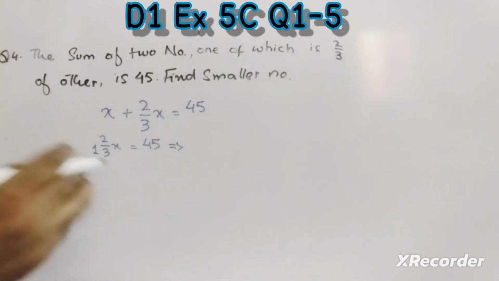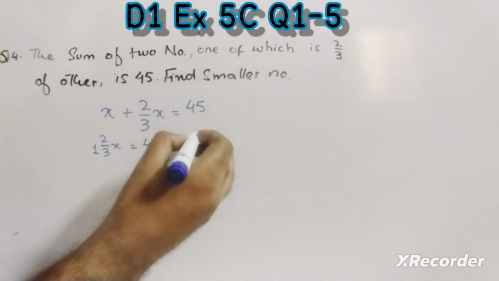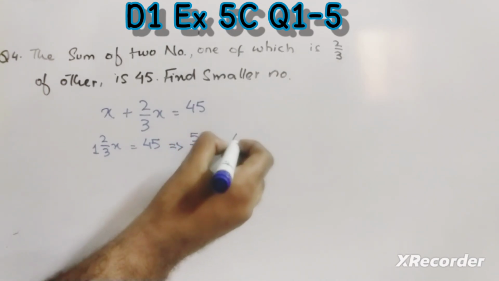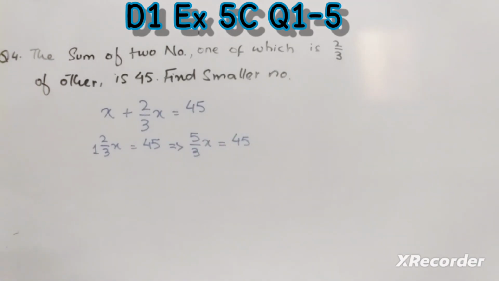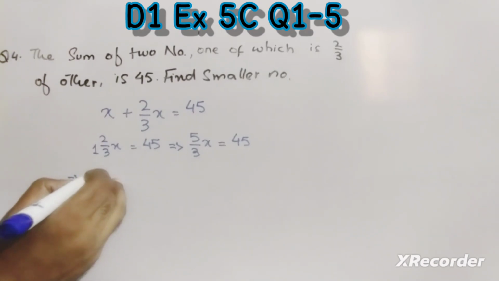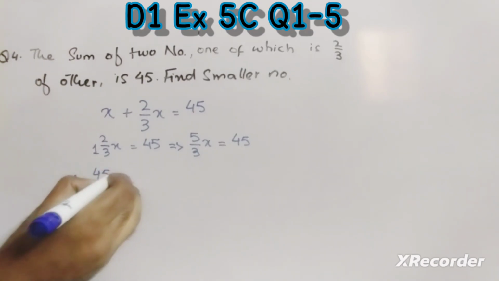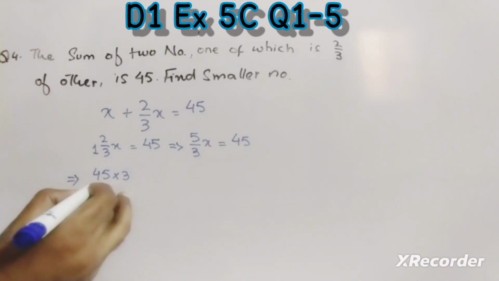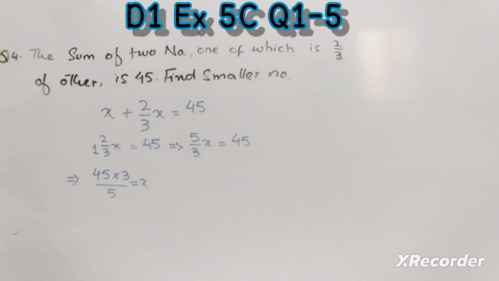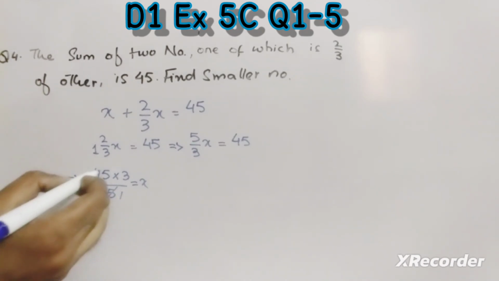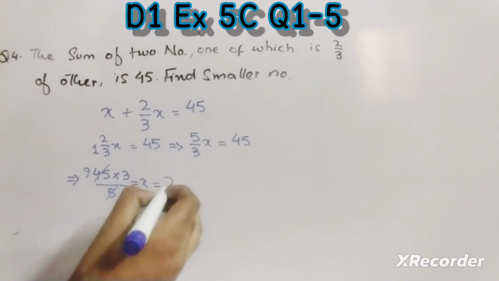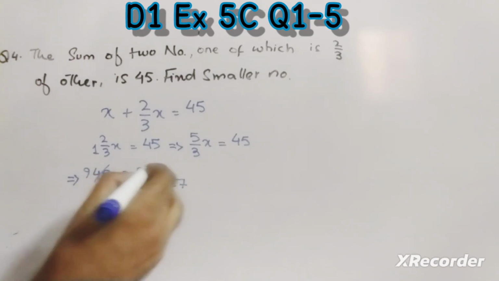By simplifying, 3 times 1 is 3. So 5 upon 3 x is equal to 45. So 45 multiplied by 3 divided by 5 will be our x. So 5 times 1 is 5, 5 times 9 is 45, and 9 times 3 is 27. So the bigger number is 27.